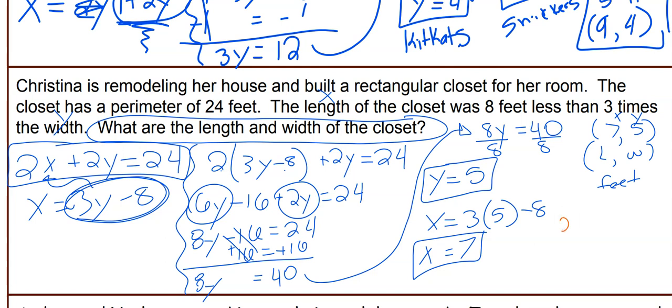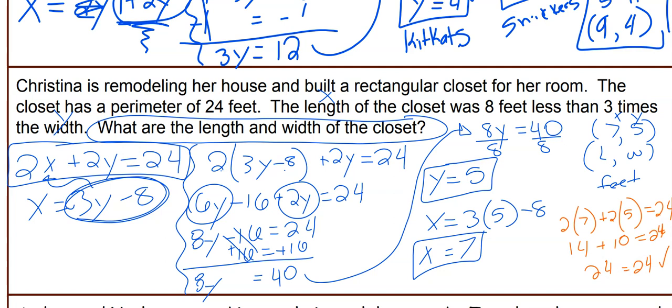And we'll go ahead and just check with our answers to make sure it works. So it says 2 times x, which is 7, plus 2 times y, which is 5, should equal 24 on the perimeter. 2 times 7 is 14. 2 times 5 is 10. And 14 plus 10 does equal 24. So it's a true statement. Our numbers do work. That's how you check your answers.